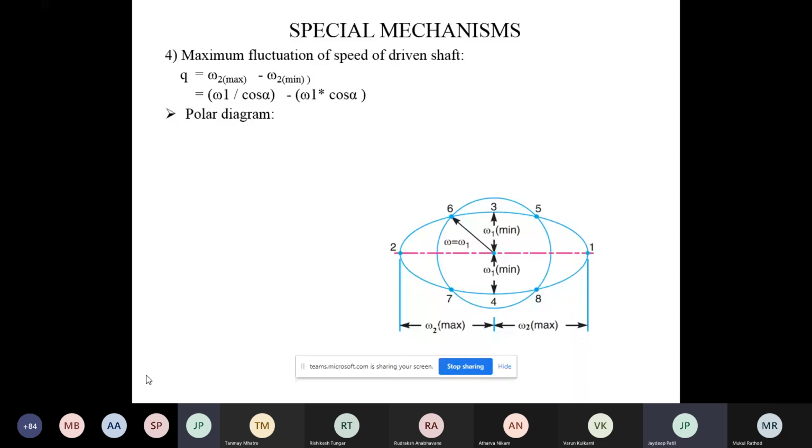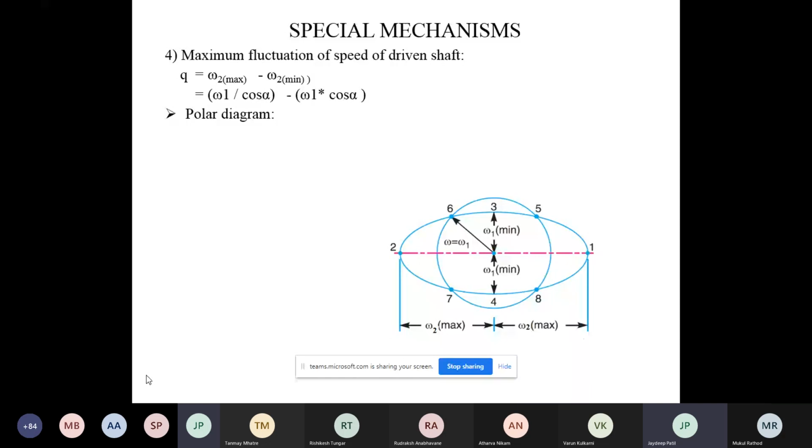One will be maximum, one minimum, otherwise equal. Okay, where will you get the maximum speed? When cos theta is equal to 1, means theta should be 0, pi, 2 pi. Like this, means 0 degree, 180 degree, or 360 degree. Means at locations 1 and 2 you will get the maximum speed of the driven shaft. Means when your driving shaft is at an angle of 0 and 180 degree, you will get the maximum speed of the driven shaft.